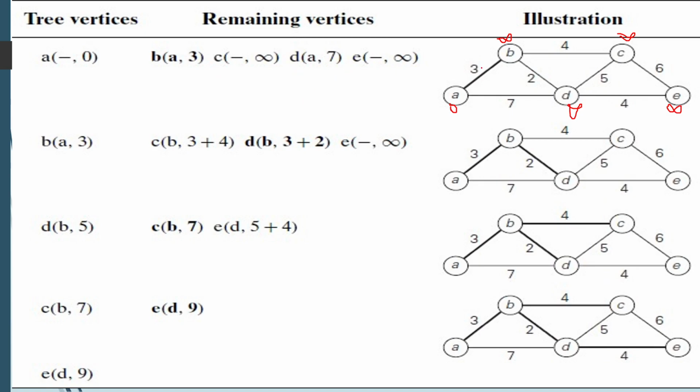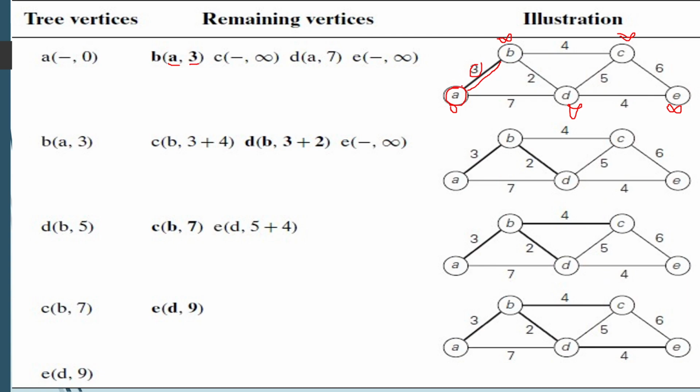Next, what is the next step? You have to check from the source. Now you have to concentrate on the source. From the source to those vertices you have to check the path. From A to B a direct path is there. If a direct path is there, then you write that A here, and the distance is 3. That's why here you write A comma 3.